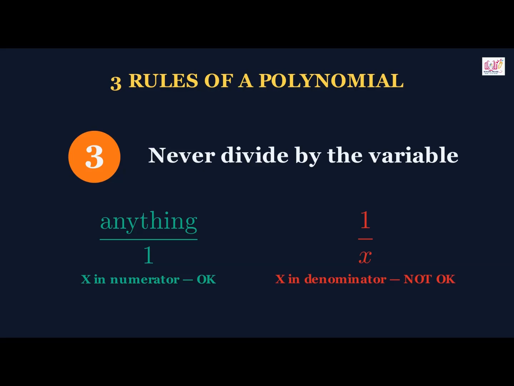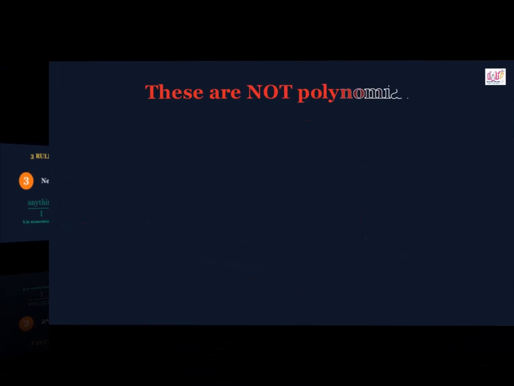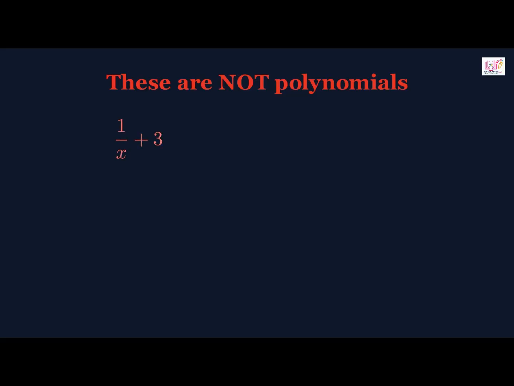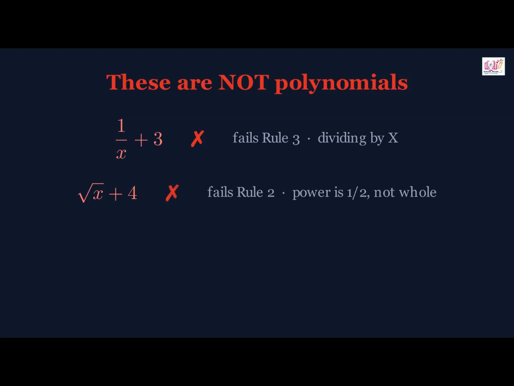Now let us look at the opposite. Here are 3 expressions that are not polynomials. 1 over x plus 3. This one fails because of rule 3. We are dividing by x. Square root of x plus 4. This one fails because of rule 2. The square root of x is the same as x to the power 1/2. And 1/2 is not a whole number.